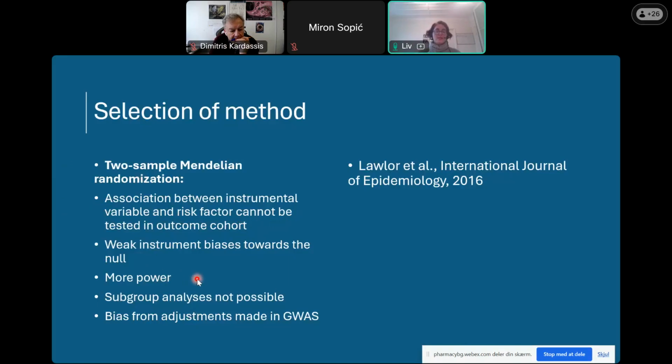An advantage is that you're more likely to have more power because you're using two different cohorts, so you will have just more individuals and more cases, most likely. A disadvantage is that you can't do subgroups analysis, and another disadvantage is that you can have some bias if there's been adjustments made in the GWAS that you're using.